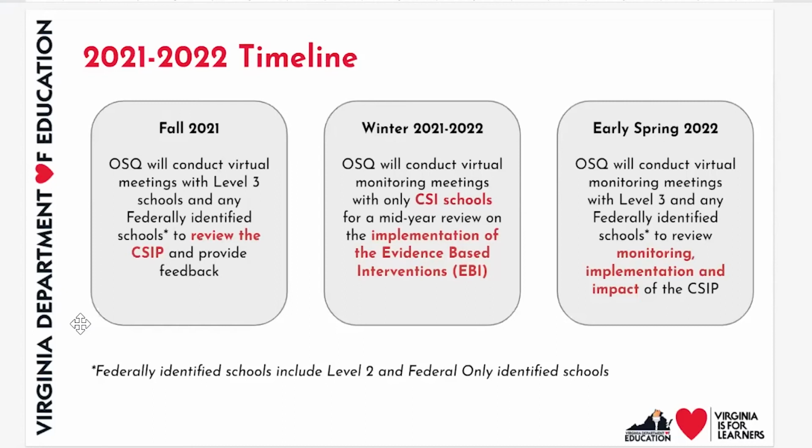So that first meeting you're going to have in the fall with us, a week before that meeting happens, you're going to submit your comprehensive school improvement plan to the Office of School Quality. And it's going to be done by your OSQ contact. So if you're the principal of a school, make sure your division contact, your division leadership has that to send to the Office of School Quality. So we're going to get that from the division contact.